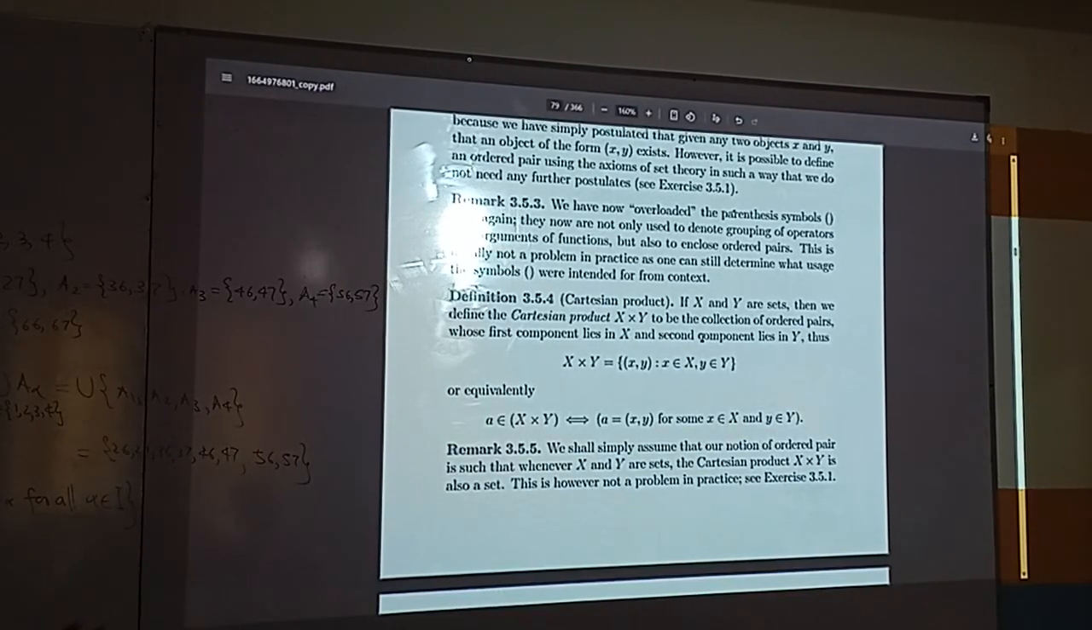Actually, can you see that X and Y must be non-empty sets in order to define this? Equivalently, if alpha belongs to X cross Y, alpha is an element, then alpha must be of the form (x, y), an ordered pair, for some x in X and y in Y. Any member of X cross Y is an ordered pair whose first component is in X and the second component is in Y. Remark 3: we shall simply assume that the notion of ordered pair is such that whenever X and Y are sets, the Cartesian product X cross Y is also a set. This is, however, not a problem in practice, he says.